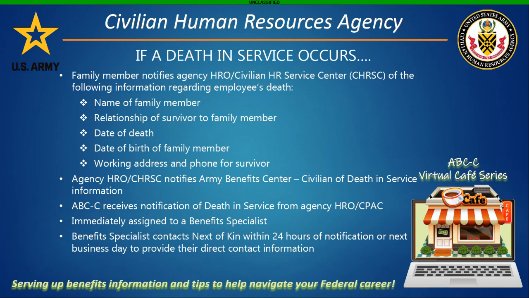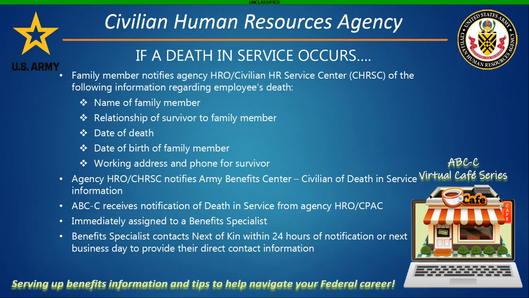So what does your family need to know? All they have to do is contact your supervisor or your agency HR representative just to let them know that you have passed away, or that their employee has passed away. The information they will need to provide is your full legal name, their relationship to you, dates of birth and death, and a working mailing address and phone for them, for your survivor.